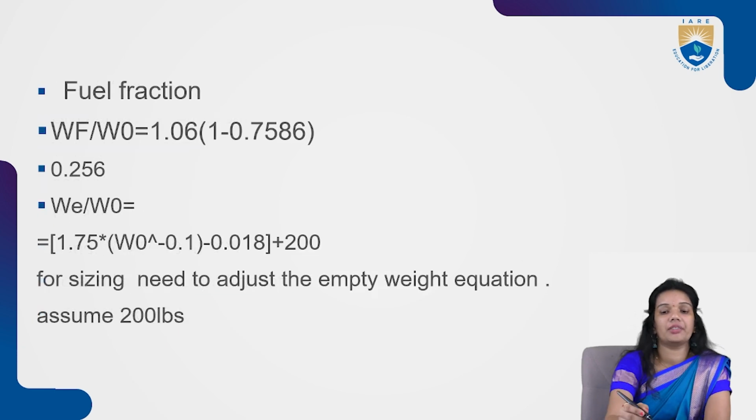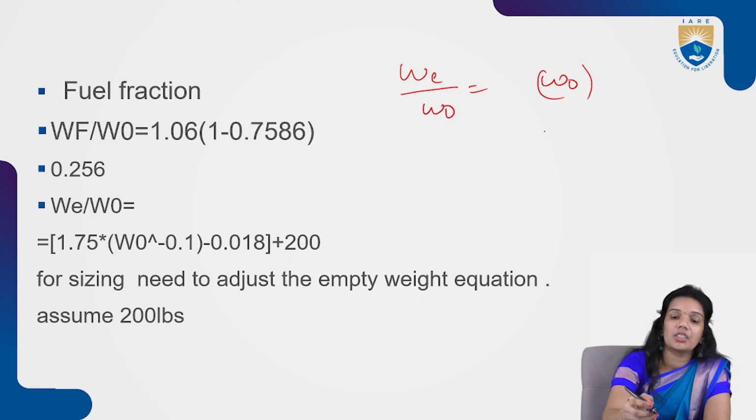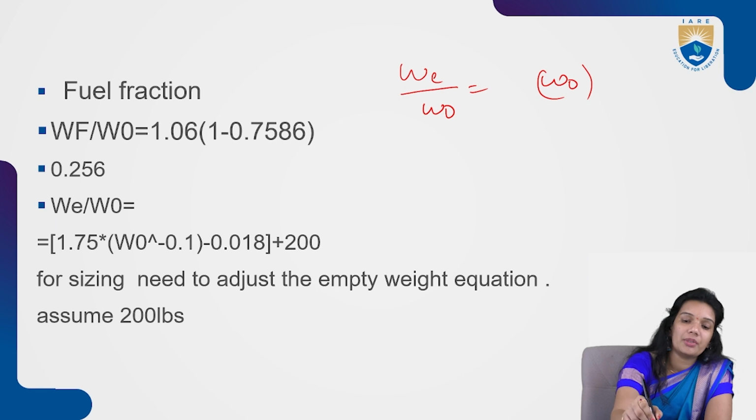Then we have calculated or we have written what is WE by W naught. It was in terms of W naught, right? So then we have calculated all the mission segment fractions.